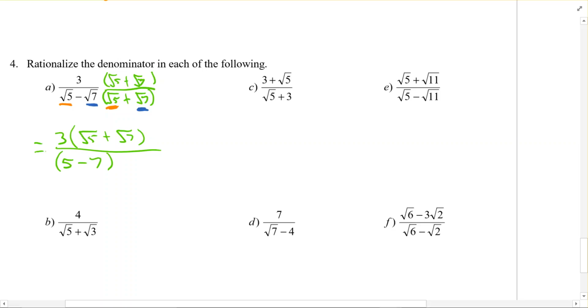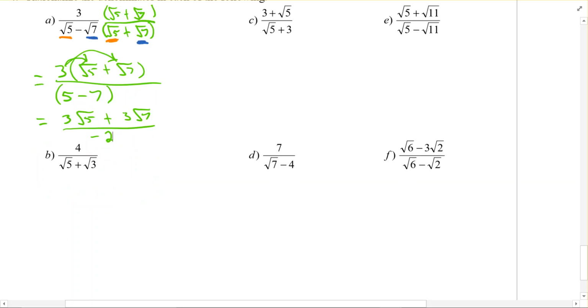So now let's rewrite the top here. We've got the distributive property. It's going to be 3 times that and 3 times that. So we've got 3 times root 5 plus 3 times root 7 all over negative 2. And that's it. That's now rationalized. All right, moving on. I'll do them in order this time.